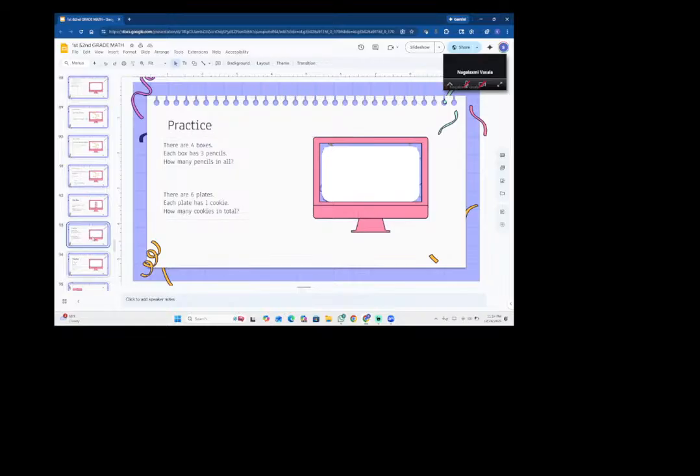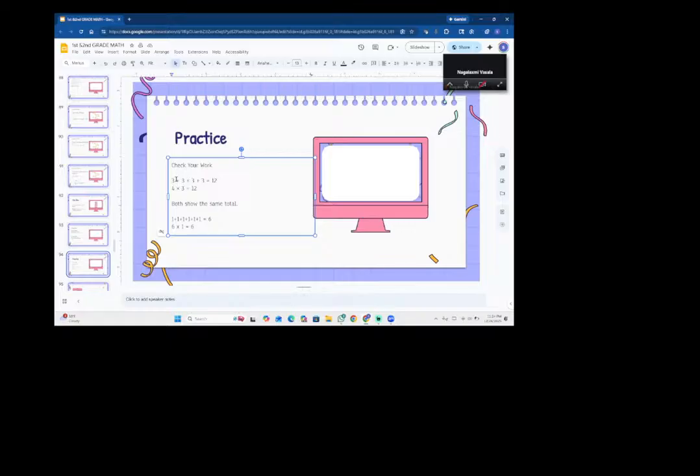So if we wanted to rewrite this, then we would do 4 times 3, since there's 4 groups of 3, and 6 times 1, since there's 6 groups of 1. And if we wanted to calculate this, 4 groups of 3 is the same thing as 3 plus 3 plus 3 plus 3. We're adding 3 4 times. So 4 times 3 would be 12. And 1 plus 1 plus 1 plus 1 plus 1 plus 1 would be 6. So 6 times 1 would be 6.